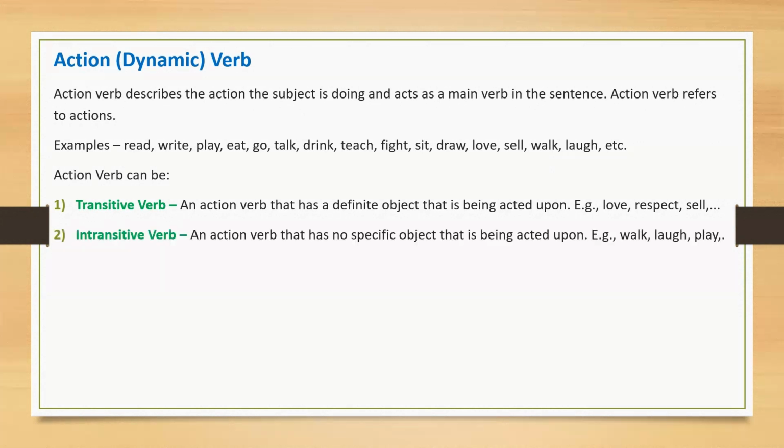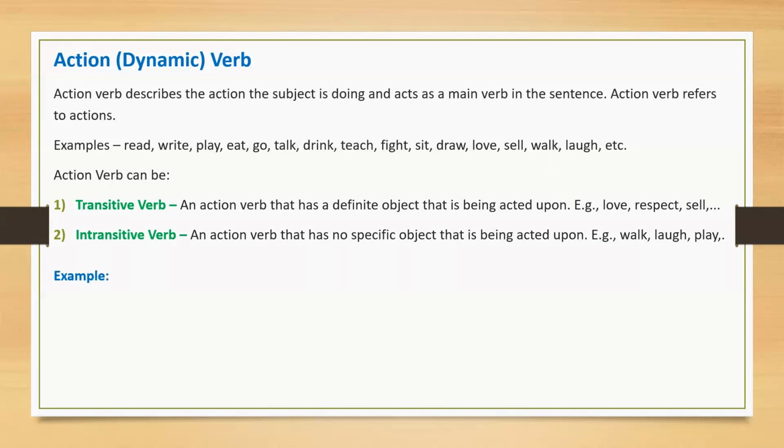Action verb can be an intransitive verb, an action verb that has no specific object that is being acted upon. This type of verb can be used without an object. Hence, object with an intransitive verb is not mandatory. For example, walk, laugh, play.